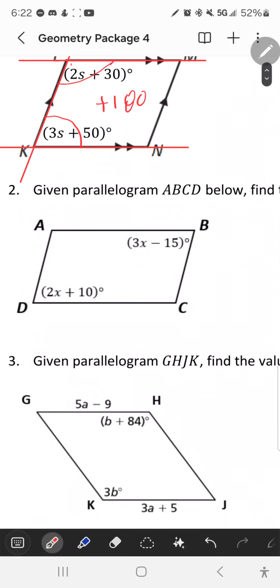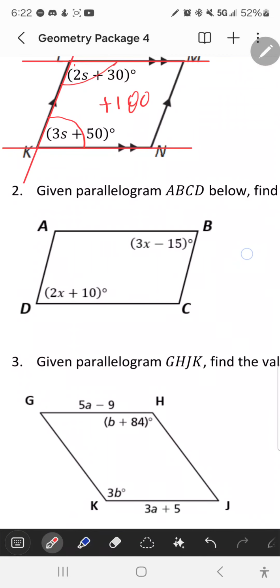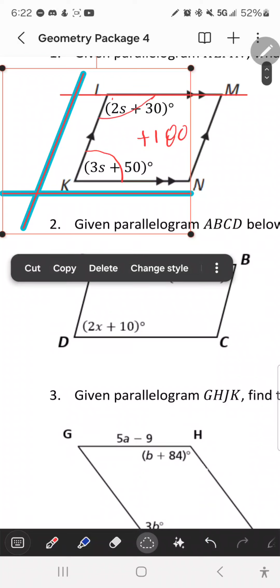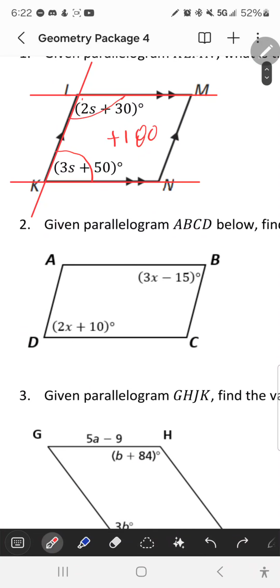Now let's continue. Given the parallelogram, find the value of x. In this case we're going to use the properties of parallelograms. In a parallelogram, this angle and this angle, the adjacent ones, add up to 180 degrees. Now the opposite ones, this and this, and then this and this, are equal. So the opposite angles of a parallelogram are equal.